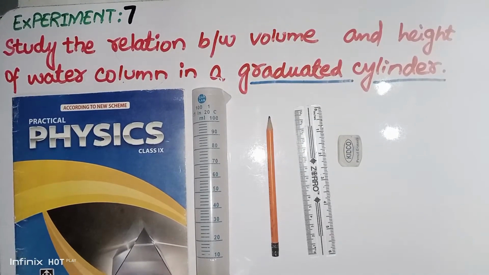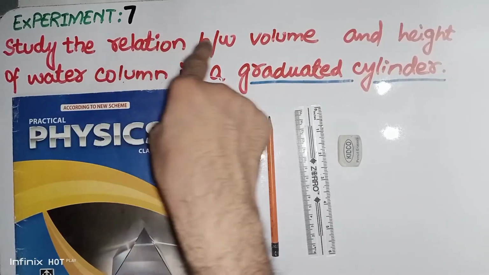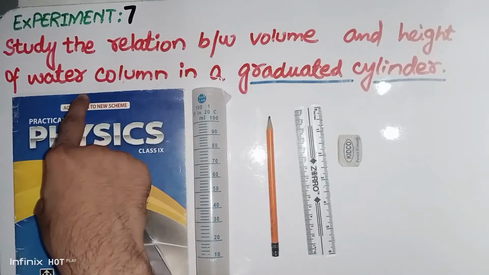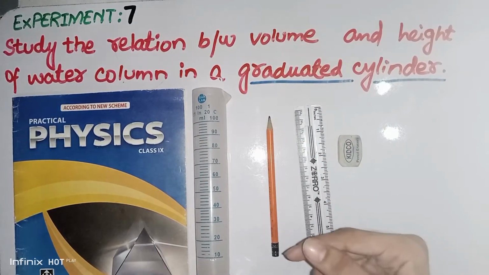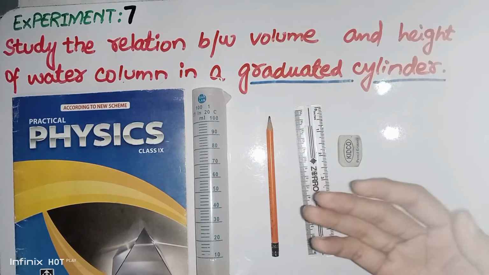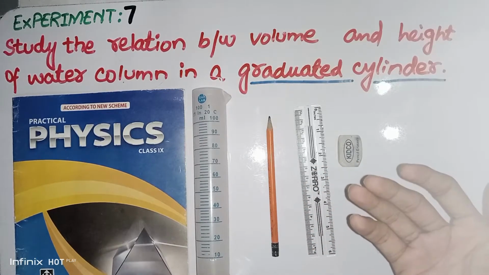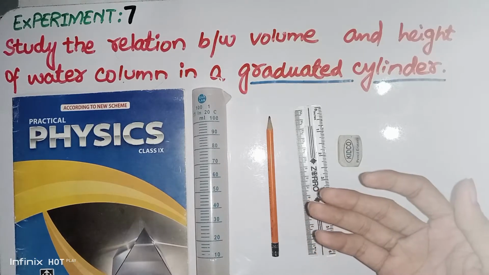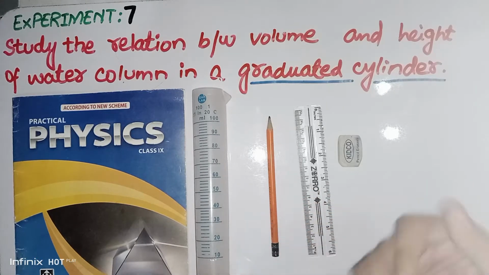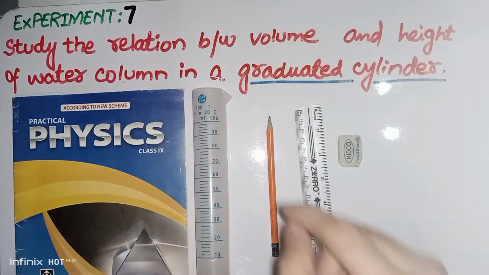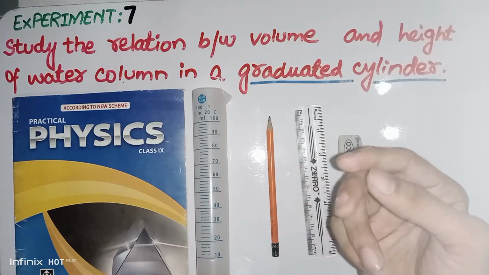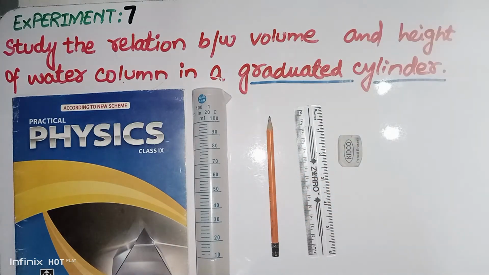Our new experiment is about studying the relation between volume and height of water column in a graduated cylinder. Of course, we will perform this experiment according to the new scheme of 2022, according to the SSC examination of class 9. So let's start our new experiment about the graduated cylinder. In this video we will learn how to measure the level of water in a graduated cylinder.